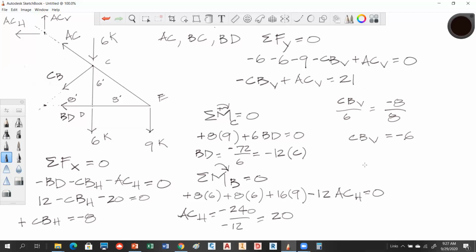Everybody see that? So we can solve CB. The square root of 6 squared plus 8 squared gives us 10 kips. And because both of those components were negative, that's a compression member. So how do we solve AC then?